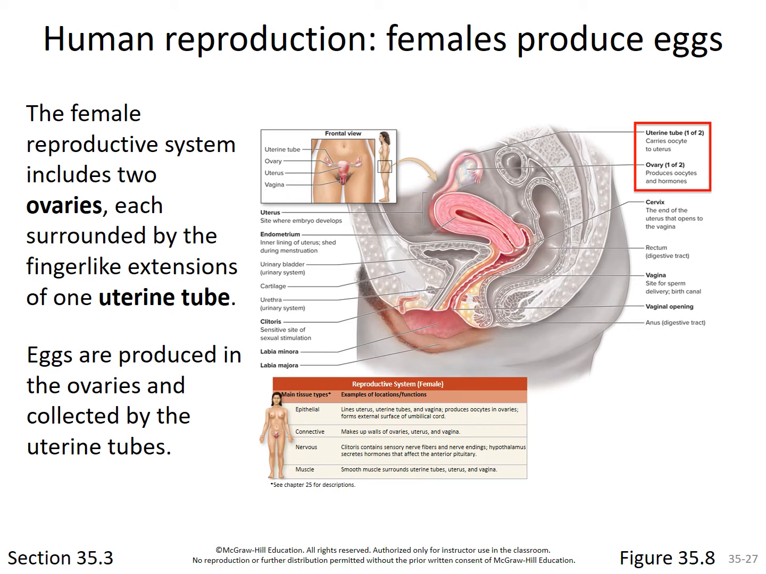One of the kind of unusual things about this is that the uterine tubes don't attach directly to the ovary. They have an indirect connection, and the way that eggs get produced or ovulated from the ovaries is that they actually kind of burst through the walls of the ovary, and then those finger-like extensions on the end of the uterine tubes sort of wave and create a current that sucks the egg up into the uterine tube.